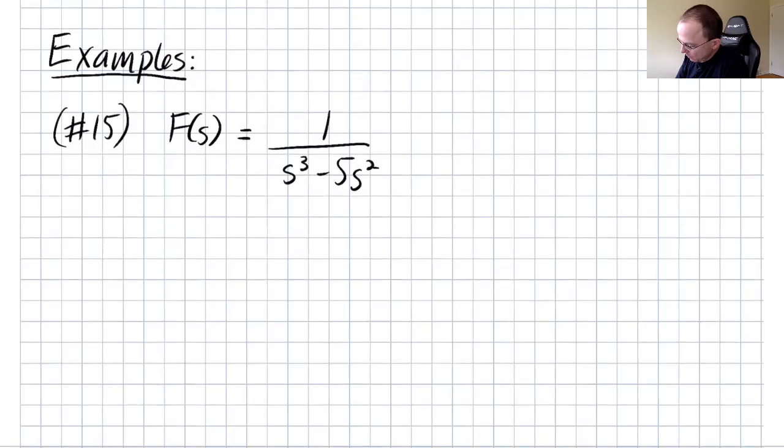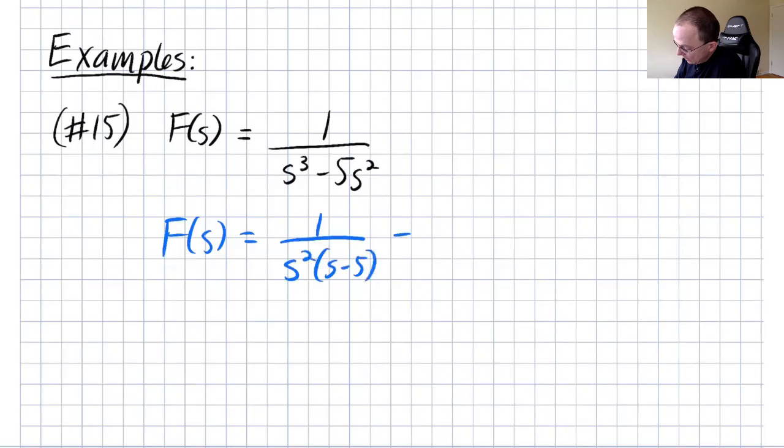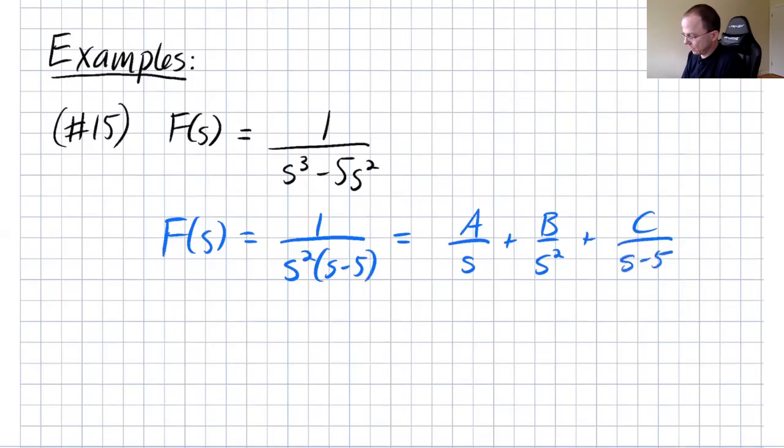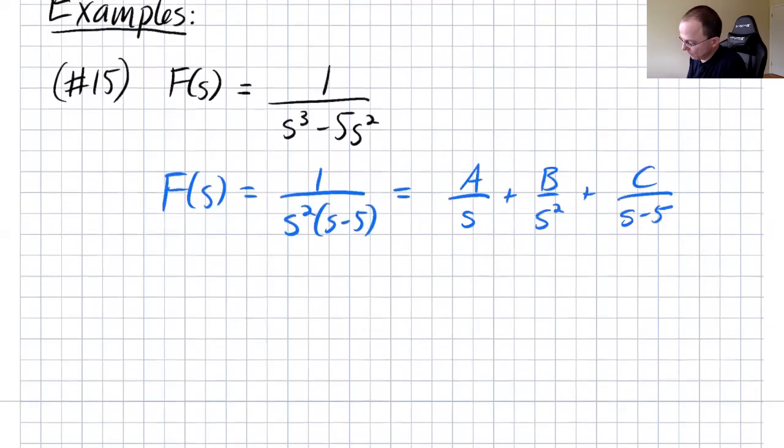Okay, so let's look at this problem here. So I want to factor the denominator. So I get 1 over s squared times s minus 5. And by those rules for partial fractions, we have a repeated root of 0. That's what this term here represents. So we're going to have an a over s, and then b over s squared, and then c over s minus 5. Okay, so that's how we split this up into 3 different terms.